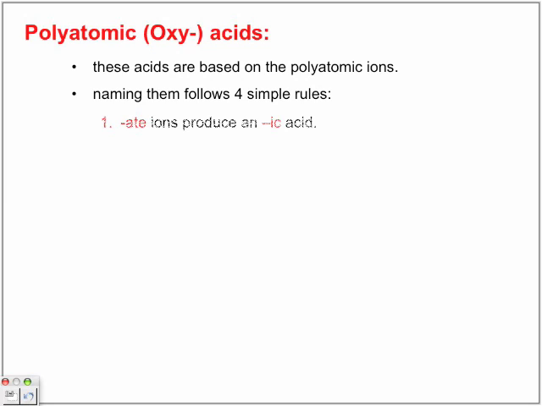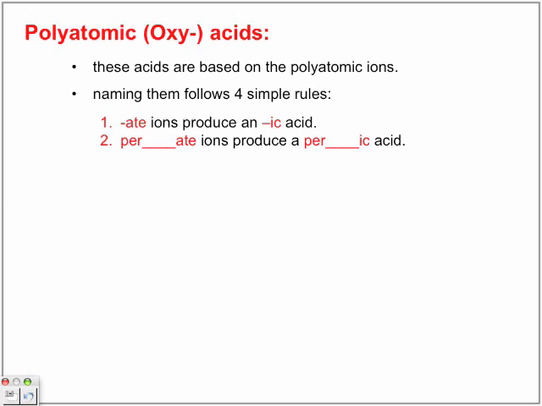One, the ATE ion. If we have the normal polyatomic, we add the IC acid name to it. We don't use hydro. Hydro is only for binary acids. For polyatomic acids, we drop the hydro and we just use the polyatomic and the IC ending if it's the original polyatomic.